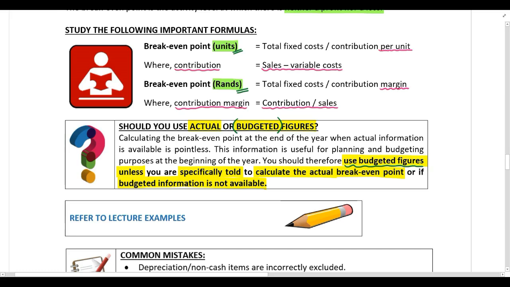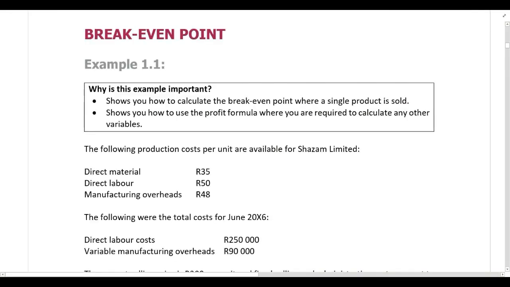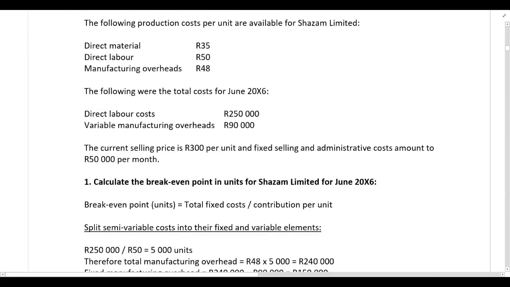Let's go and have a look at the lecture examples. The following production costs per unit are available for Shazam Limited. We have direct material, direct labor, and manufacturing overheads. The following were the total costs for June 2006, direct labor costs, and variable manufacturing overheads. The current selling price is 300 Rand per unit, and fixed selling and admin costs amount to 50,000 Rand per month. In the first part of the required, you need to calculate the break-even point in units for Shazam Limited for June 2006.